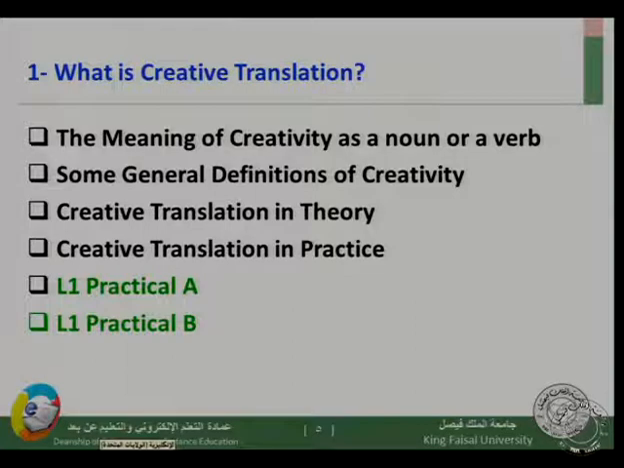If we want to go through each lecture, if you want to know what each lecture is about, this is lecture 1. What is creative translation? We have talked about the meaning of creativity, some general definitions, then creative translation in theory, then creative translation in practice. Then at the end of each lecture, I have given you a practical A from English into Arabic, and a practical B from Arabic into English. What I mean is, I've given you exercises to do at home so that you become a good translator.